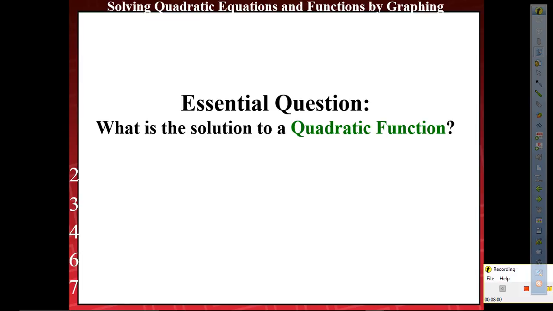What is the solution to a quadratic function? And we'll address that.